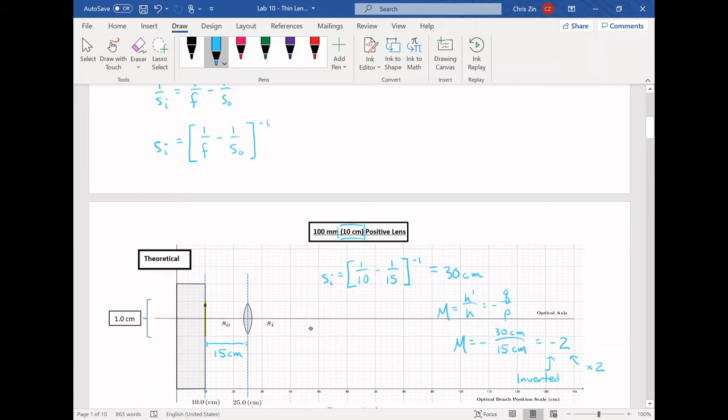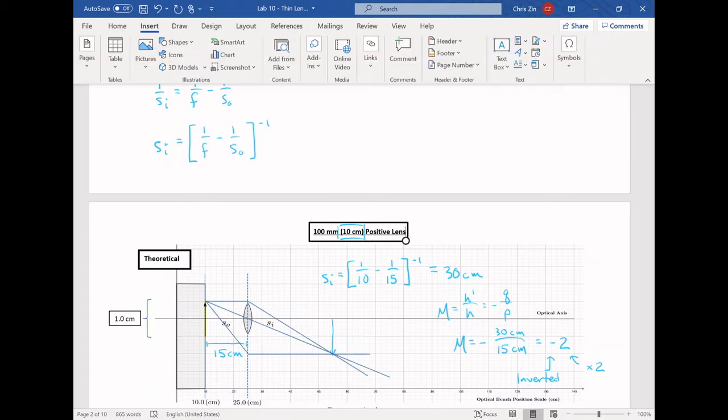So let's erase these lines. We know the arrow should be pointing down, and it should be twice as large as the object. So this is our prediction for what we will find in experiment when we watch the video. Note we can also do this with ray diagrams, but it's very difficult to get it exactly correct.